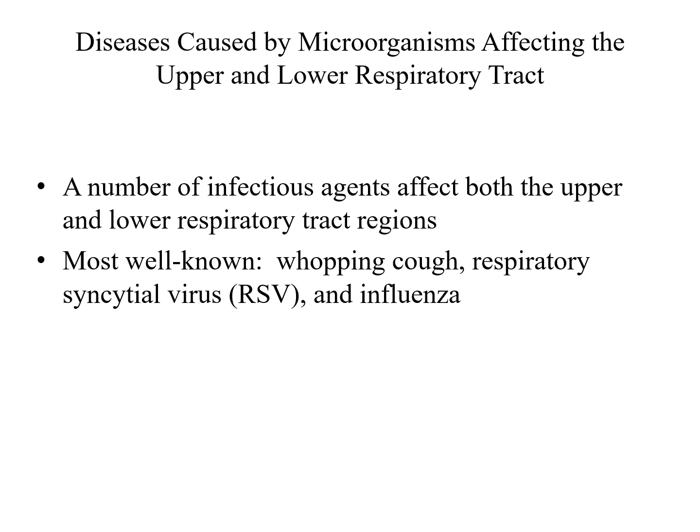A number of infectious agents affect both the upper and lower respiratory tract regions. Most well-known are whooping cough and respiratory syncytial virus. Respiratory syncytial virus usually infects children and babies and causes bronchiolitis and bronchopneumonia. We have also the influenza virus, which might cause infection in the upper or lower respiratory tract. We have also Streptococcus pneumoniae, which might cause upper or lower respiratory tract infection as well.